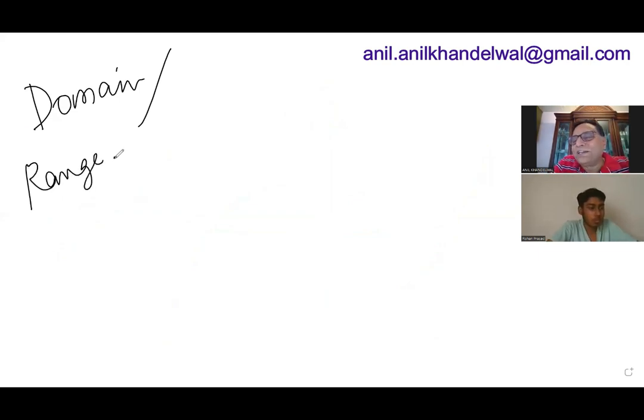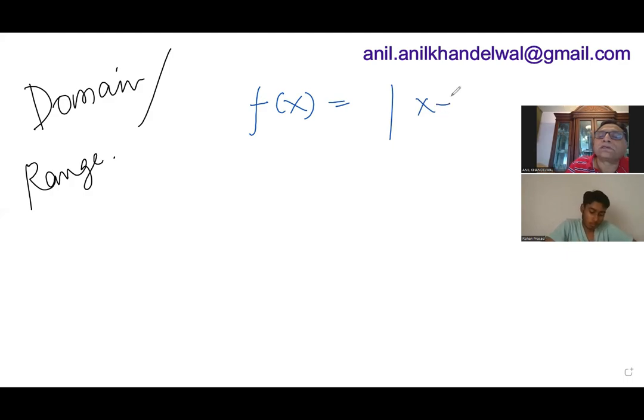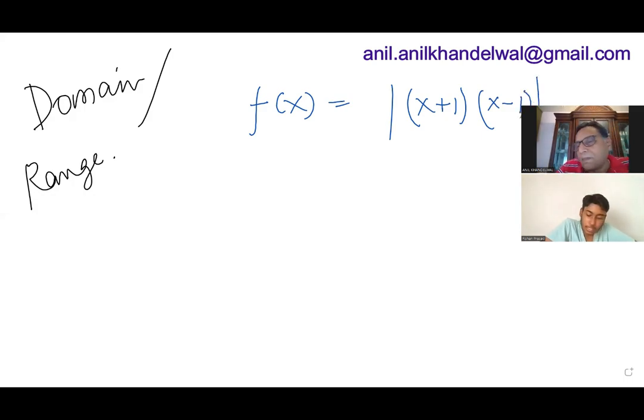So in grade 11, you only did domain and range of our absolute function, right? Now we'll end our class with domain and range. And now let's take up an example. Let us say the function is f of x equals absolute value of x plus 1 times x minus 1, right, sir? Can you find domain and range of this function?